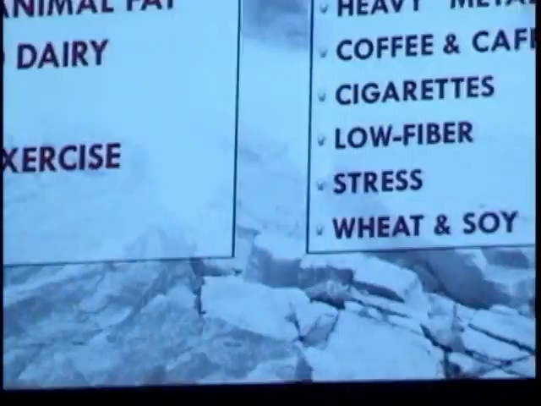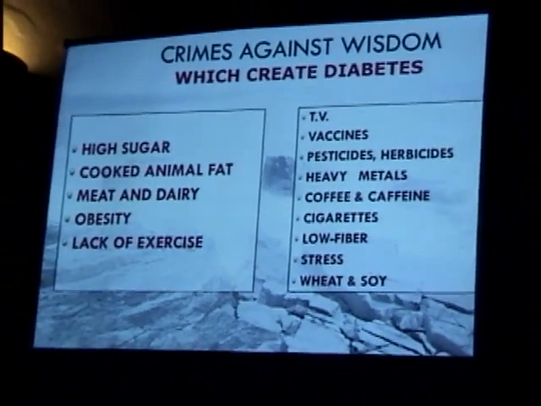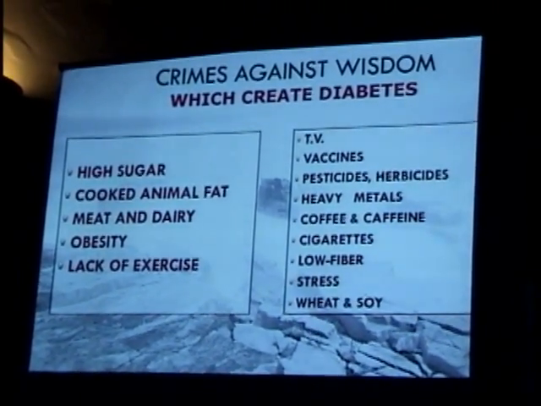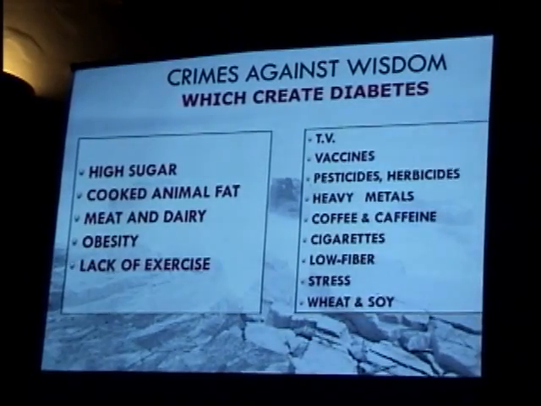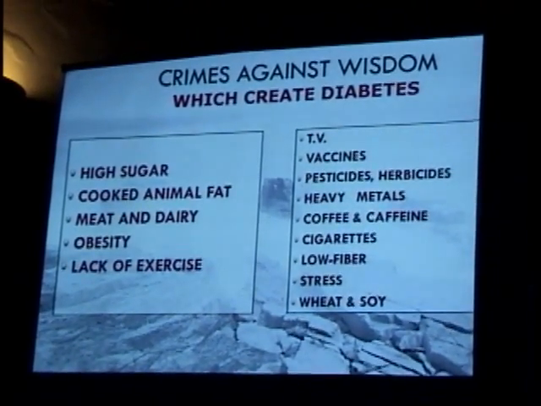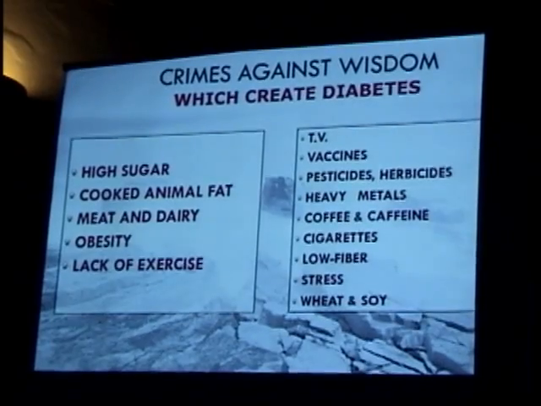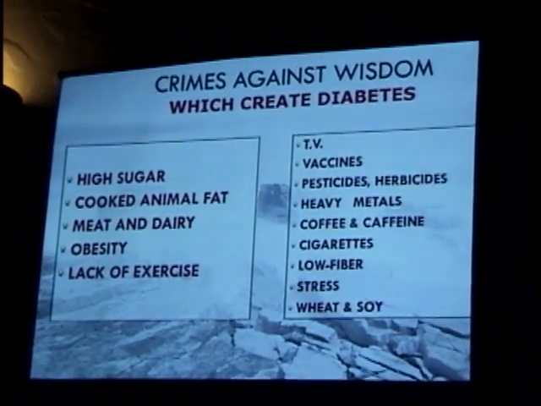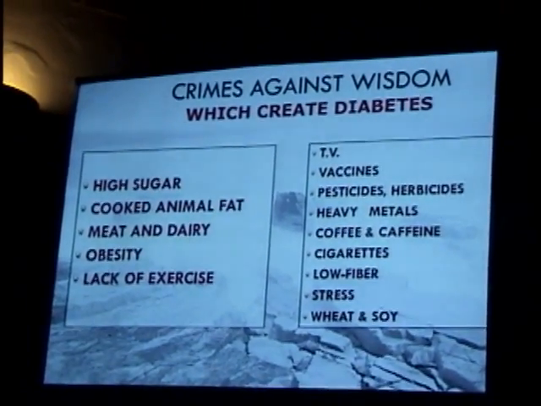Okay, so what are the main causes of diabetes? The number one cause, high sugar. It's called the 20-year rule. 20 years after white sugar is introduced into a culture, there's an outbreak of diabetes. And it happens in every single culture. Doesn't matter where. Around the world.